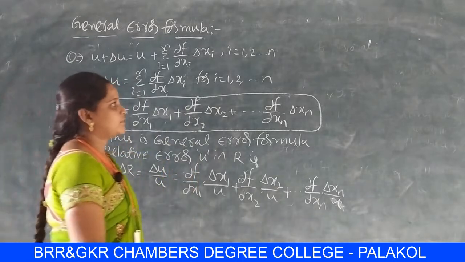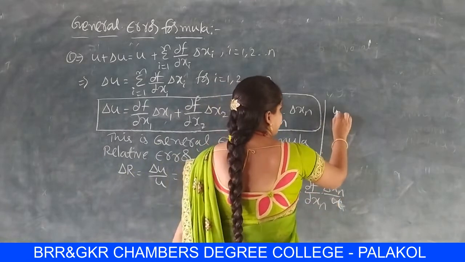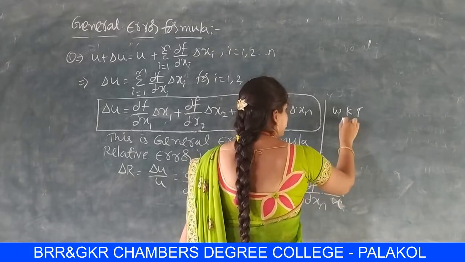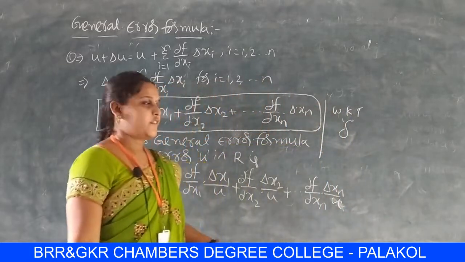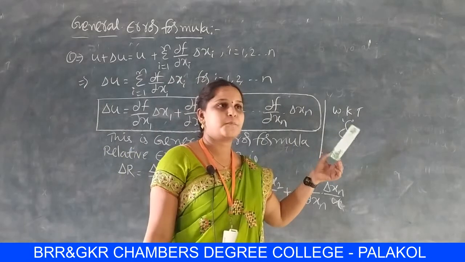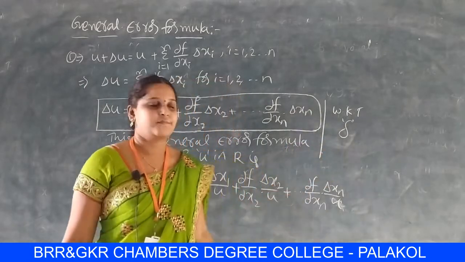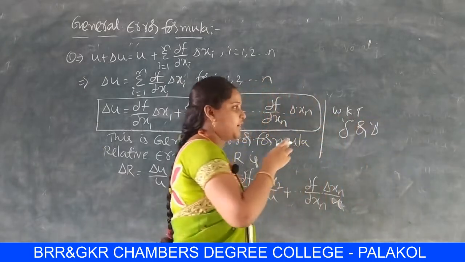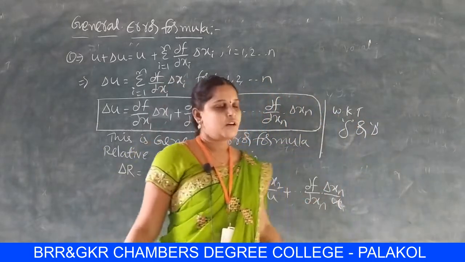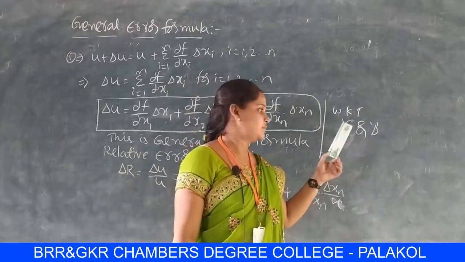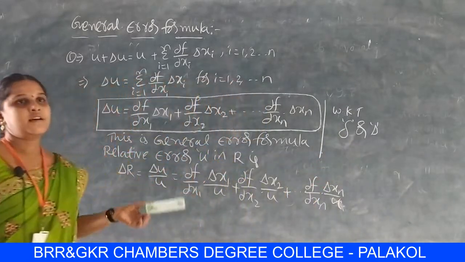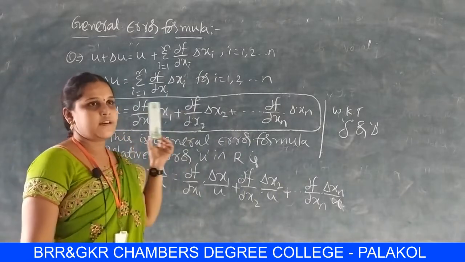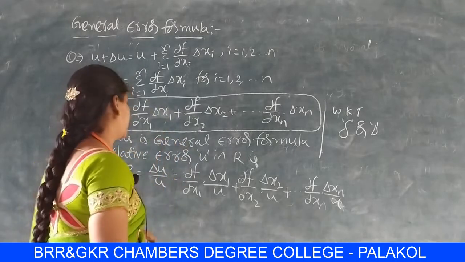So we know that this symbol is also delta. For the general error formula, problems use this delta. This is also a delta and this one is also a delta. Now problems use this delta. So this is the process of the general error formula. Now let us start with examples in the general error formula.